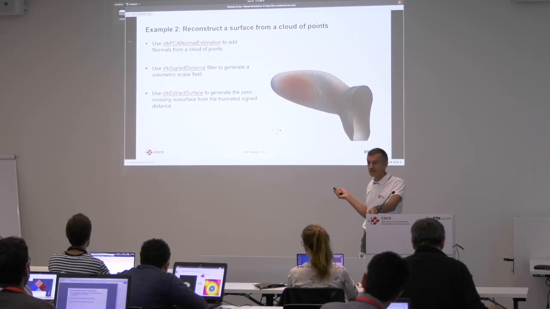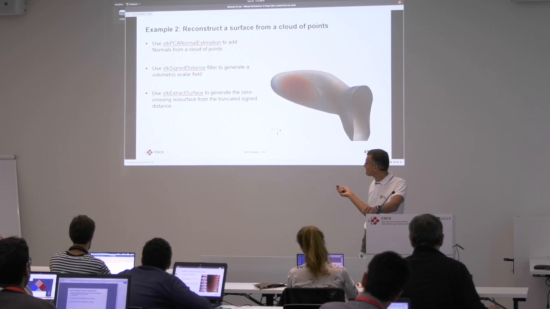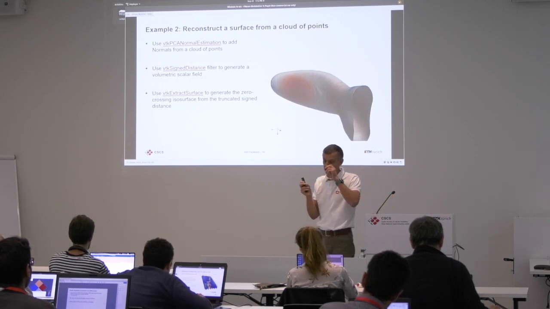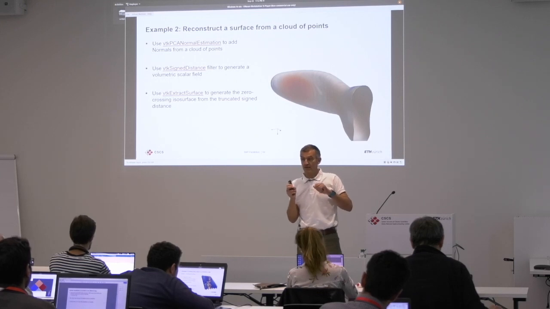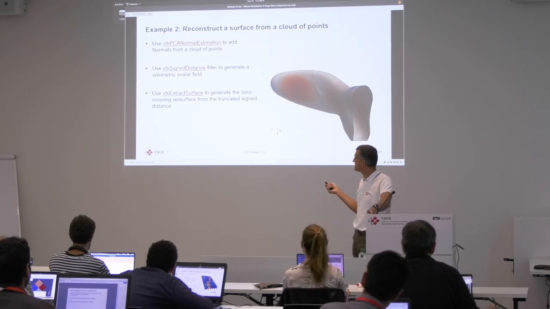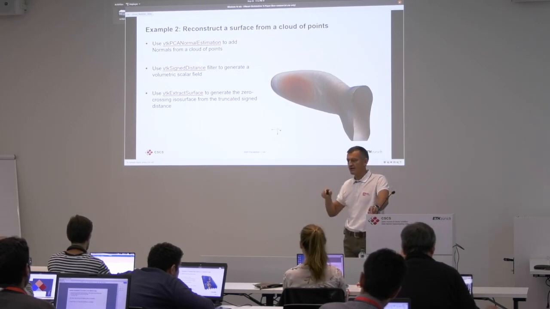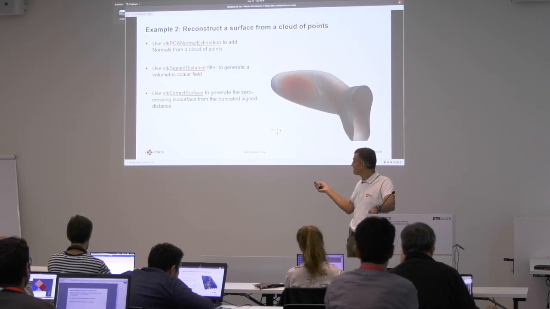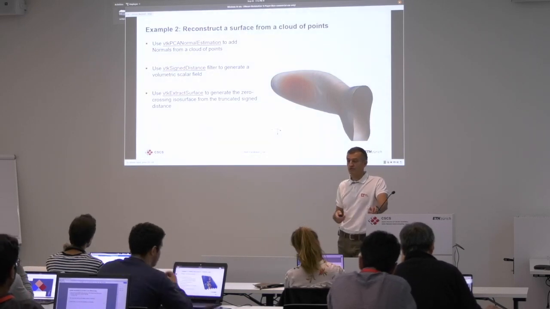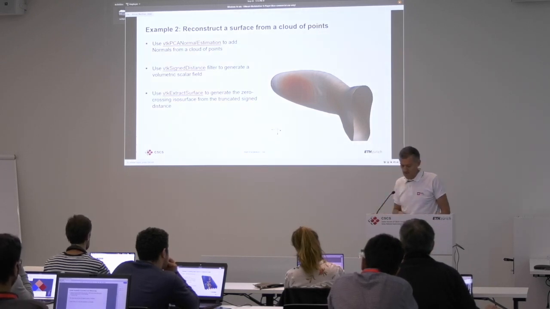Now, the name in English, normals, spelled exactly like this, with an uppercase N, is a reserved word in ParaView. So if you have a specific data field called Normals, ParaView will know how to use it to do the shading of surfaces, for example. So it is important to get this right. Then with the VTK signed distance filter, I generate a volumetric scalar field surrounding the cloud of points. And then finally, with the extract surface, I generate what is called the zero-crossing surface, an isosurface, and I get this approximation here of the surface from the point cloud.